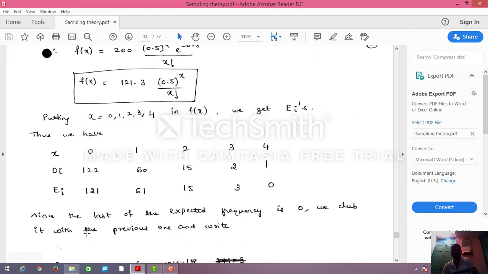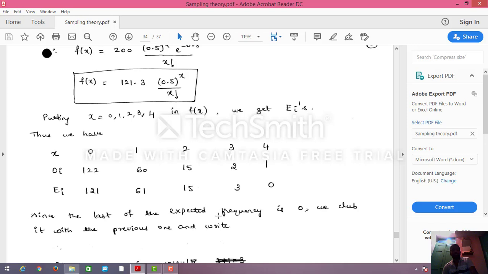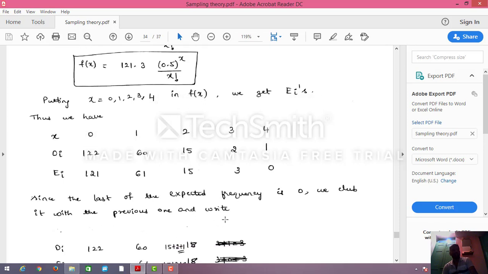Since the last expected frequency is 0, we club it with the previous one and write. Another thing you should remember: if you add the observed frequencies, the sum should be 200, and should not exceed 200. The expected frequencies also, if you add them, you have to get 200. Only then are the values you found correct, otherwise they are wrong. Since the last expected frequency is 0, as already told, we club it with the previous one.